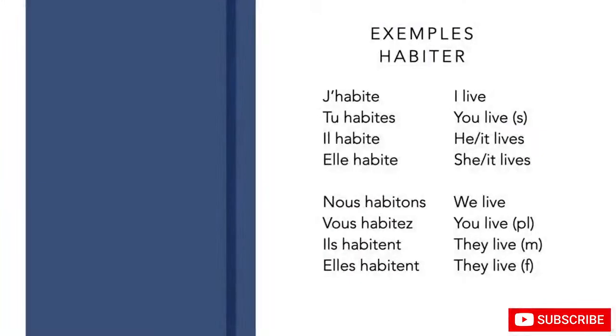Another example is habiter. So we have j'habite. You'll notice that it's contracted with an apostrophe. Je plus a vowel is J apostrophe. J'habite. Tu habites. Il habite. Elle habite. Nous habitons. Vous habitez. Ils habitent. Elles habitent. Because H is most of the time treated as a vowel in French, you'll notice a lot of the Z sound I was talking about earlier. So make sure you make the Z in between the nous, vous, ils, elles, because H is considered a vowel in this case.